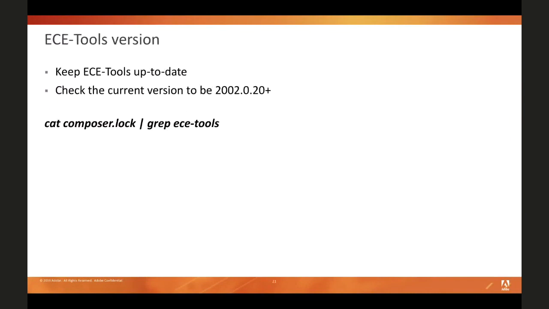Also, we recommend you at least check that your EC tools is 20 plus, because in this particular version we fixed a few very important things. And with the last release, called .22, we added a bunch of patches. One of them is for security, for page builder, a few of them for MSI, for performance degradation elimination, and so on. So please check your EC tools to be at least 2002.0.20. You can do this very quickly with composer.lock, which gives you the best representation of your current version.